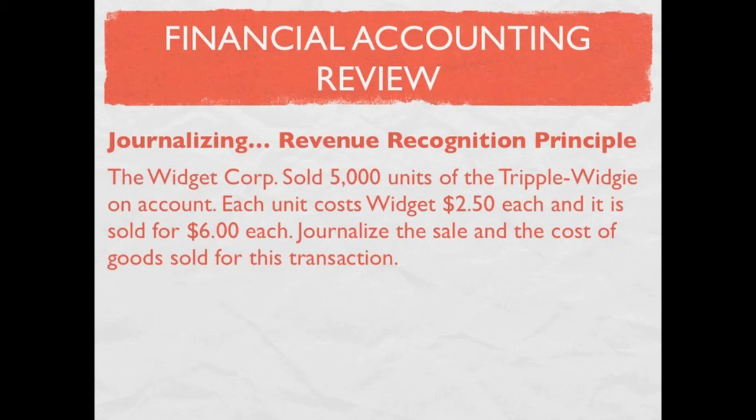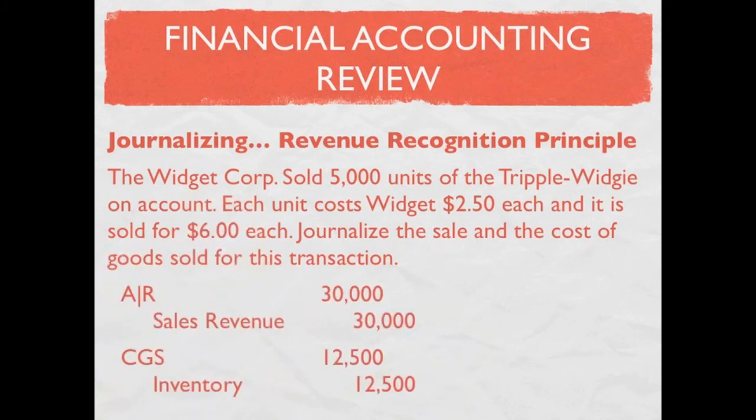So the first entry we would make is to record the sale. Remember, it said we sold it on account, so we would debit our accounts receivable for the amount of the sale, which was $30,000. We sold 5,000 units at $6 a piece. That's $30,000. We also earned revenue. Even though we didn't get the cash yet, we earned it. And the revenue recognition principle states we record revenues when they are earned. So we would credit sales revenue for the $30,000.